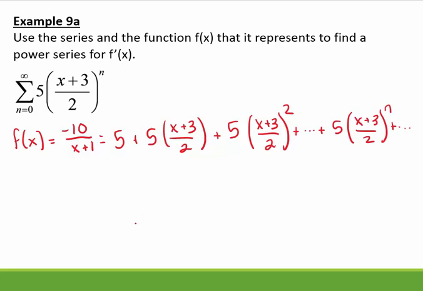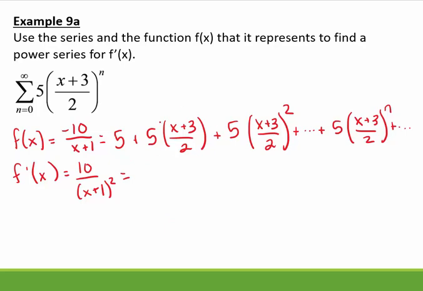Now, if I need to find the derivative of this, I just take the derivative of everything. So f prime of x is equal to taking the derivative of that. If you need to do a little bit more work, I'm cheating and looking at my notes, but I've done it at least 3 or 4 times, so I know I'm correct. Hope I copied it correct. I did.